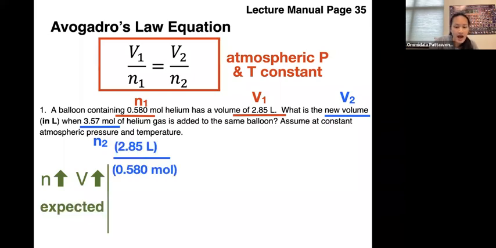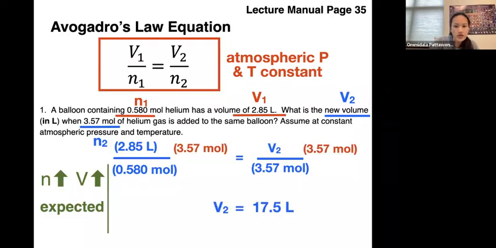Okay, so now I'm going to plug this in. If you do this, you are going to get 17.5 liters. Okay, this answer is incorrect. Why is it incorrect? Remember, the number of moles given, 3.57, is the number of moles added, so this is not N2. When you read the problem, you need to be careful whether it is the final amount of moles, or just the moles that are added, or moles that escaped. You have to read that carefully. In this case, it's telling you that it's added.